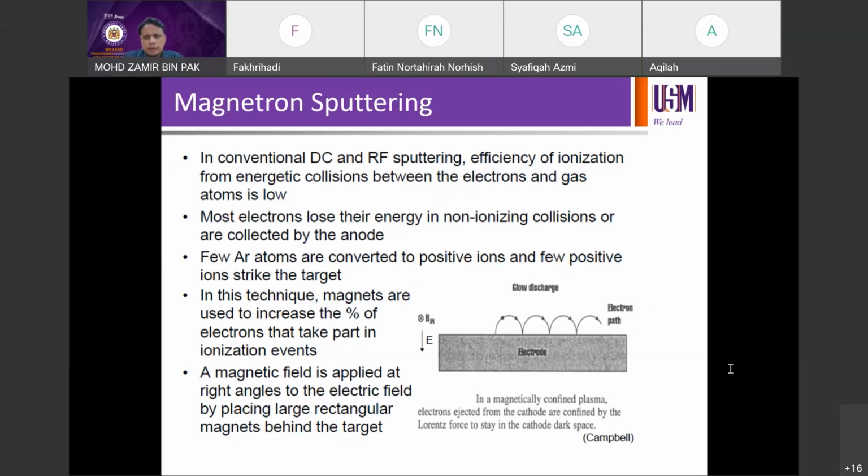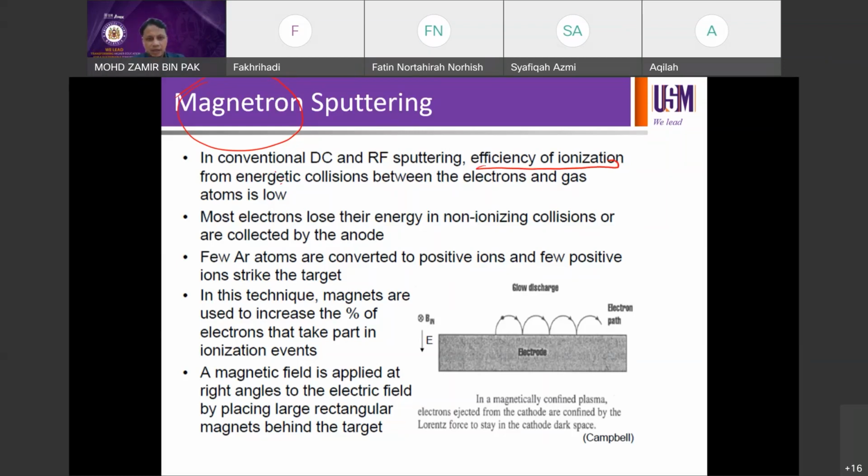Right, another important thing in this topic is called magnetron sputtering. Kita sputter, but then we run the sputtering by incorporating magnetron. Apa magnetron ni? Bukan megatron, magnetron. So in conventional DC and RF sputtering, efficiency of ionization from energetic collisions between electrons and gas atoms is low. Okay. So dalam typical system, the efficiency of ionization between electron and gas, but kita nak gas and electrons to react with each other to produce Ar plus, okay, Ar plus.